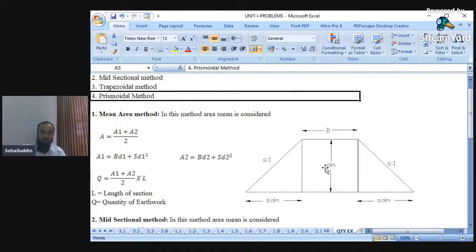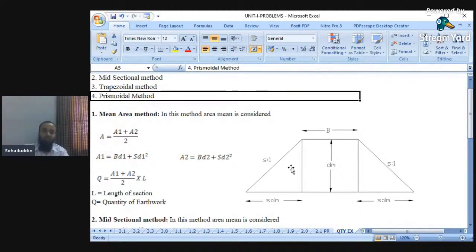Okay, this figure is for the second method, that is the mid-sectional method, but the area is to be calculated the same way. The figure is the same, but here dm stands for the mid-sectional method. We'll see that later. Here we are considering depth as d, instead of dm. This is the slope, and slope is again important. We provide slopes on both sides of the road. S stands for slope, S to 1.